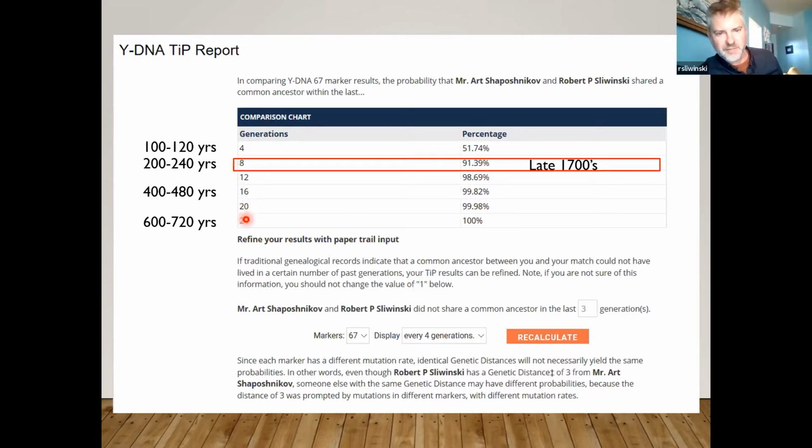And when you get to 24 generations, we have a 100% chance of having a common ancestor. As soon as it hits the 90% range, that's where you can start focusing on when we can possibly find a common ancestor, even though it might be further back than that. But this is a tool that you can use at Family Tree DNA to come up with a possible time frame for when you have a common ancestor.